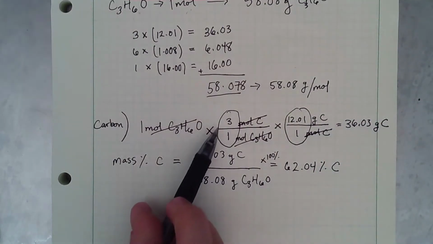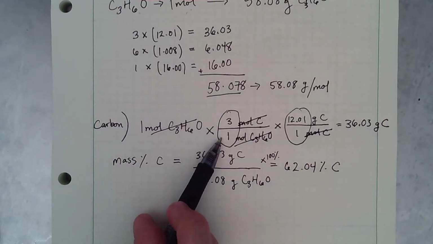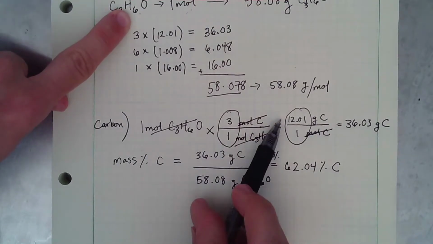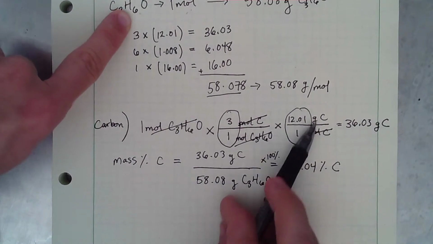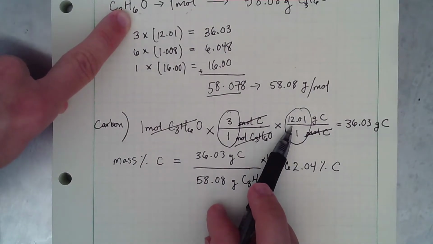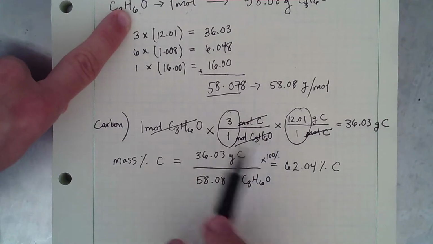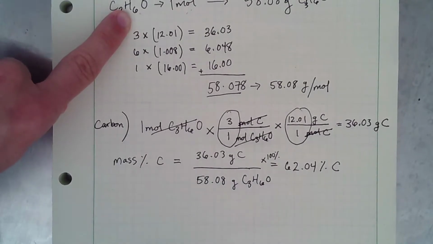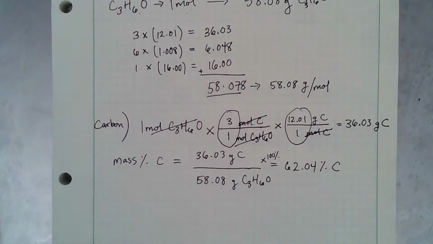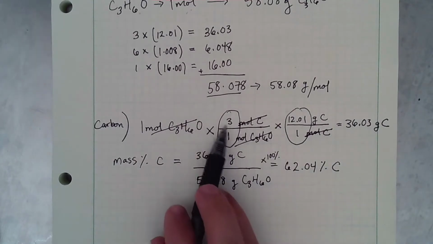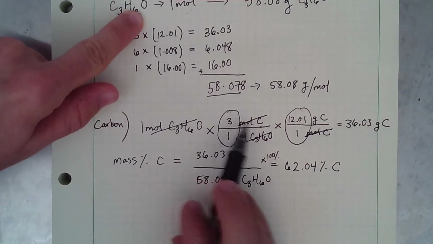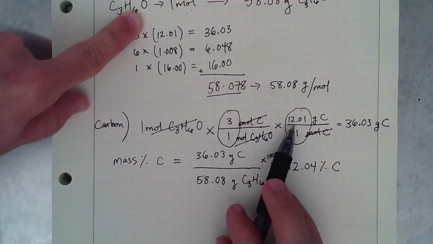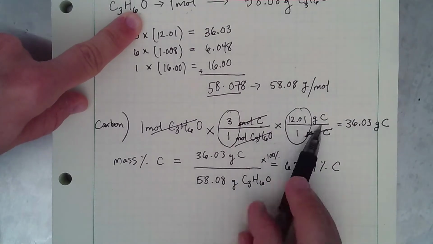All right. For hydrogen, instead of it being 3 to 1, it's going to be 6 to 1. And for hydrogen, instead of it being 12.01 grams per mole, it is 1.008 grams per mole. Then you will get a different number for grams of hydrogen. Do your division here, and you'll get a different percentage. And then it's the exact same thing for oxygen as well. This is going to just be 1 mole of oxygen per 1 mole of acetone, and then the molar mass would be 16.00 grams of oxygen per 1 mole of oxygen.